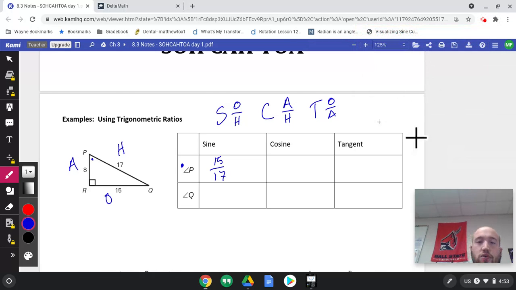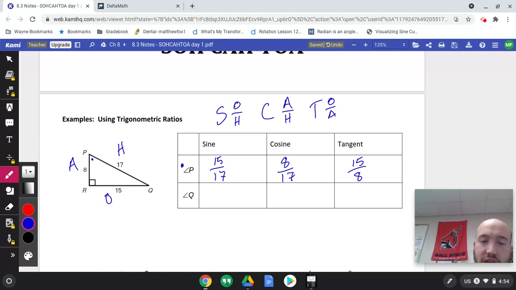So when we're finding cosine, it's A over H. So all we have to do, A is 8, H is 17. The final one, tangent, TOA, O over A. So O is 15, A is 8.